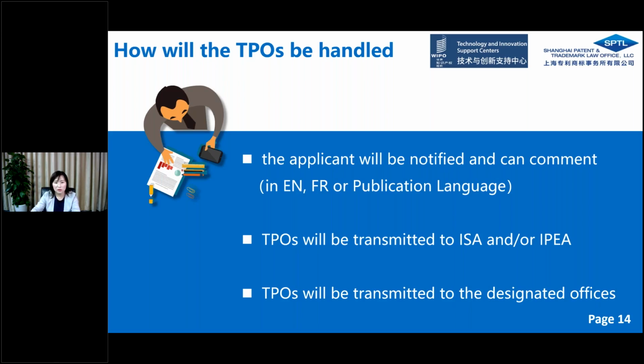The observation will also be transmitted to the designated offices promptly after the expiration of 30 months from the priority date. As a result, third parties can take advantage of the centralized procedure to have a single set of submissions brought to the attention of the relevant international authority and the national or regional phase patent office, as well as the applicant. However, it should be noted that the designated offices are not obliged to take them into account during national processing.